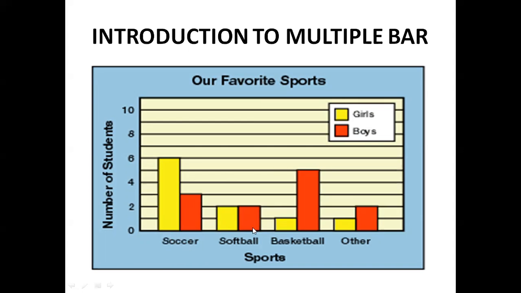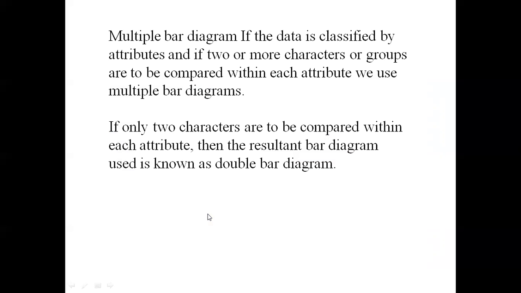Under sports, the different sports played by the girls and boys are studied here, and it is called a double bar because it is showing only two bars. Here we are showing only two groups, so we call it a double bar diagram. So if only two characters are to be compared within each attribute, then the resultant bar diagram is known as a double bar diagram.